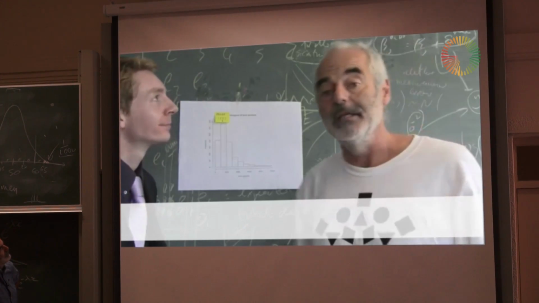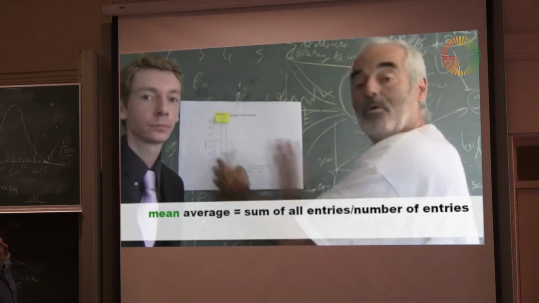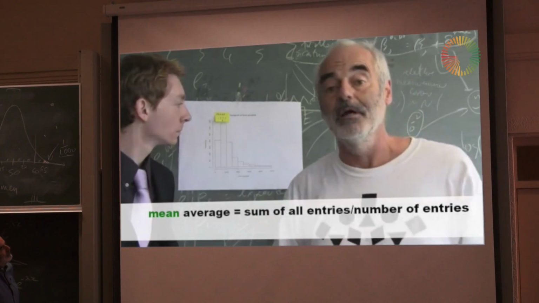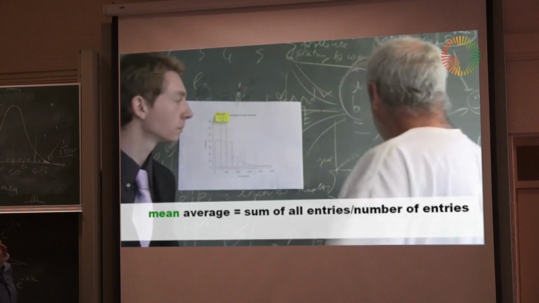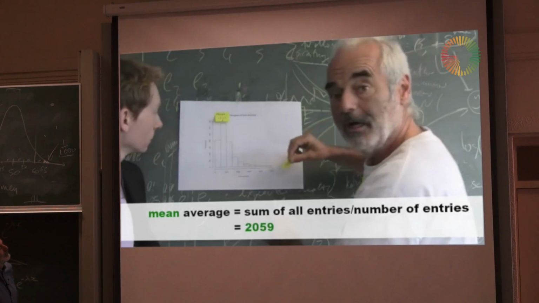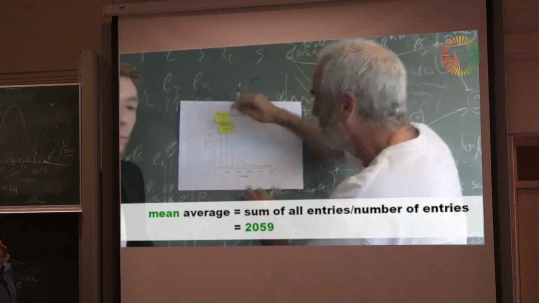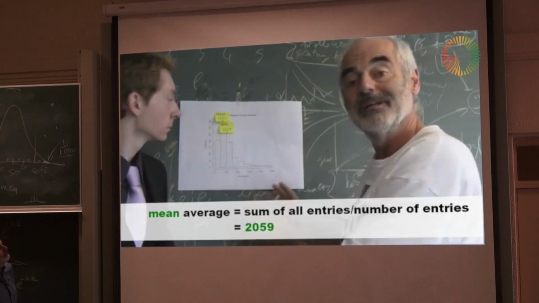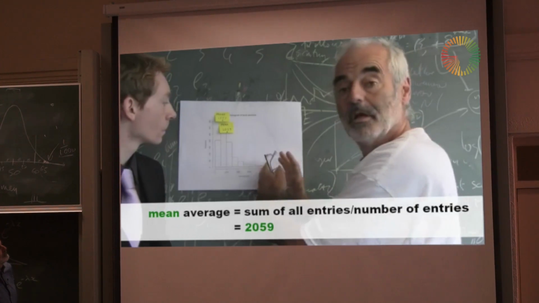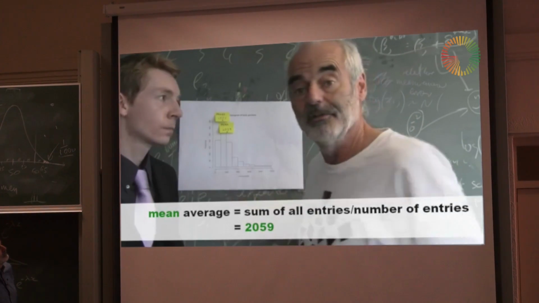What else could we use? We could use the mean, the arithmetic mean. It means you add up all the guesses that were made and divide by the number of people who entered the competition. If you do that, you get a considerably higher value, about 2,059 jelly beans. The point about the mean is that it's very strongly influenced by these few people who thought there were 8,000 jelly beans in the jar.